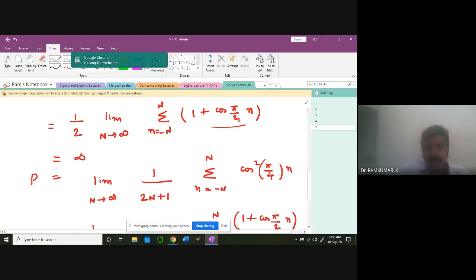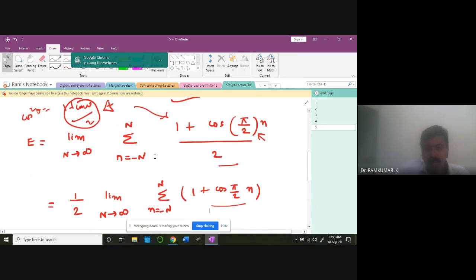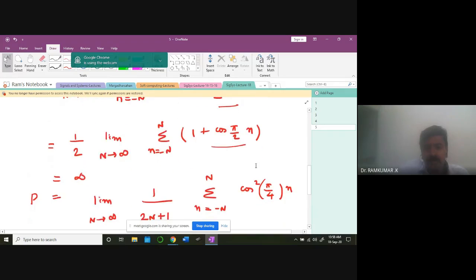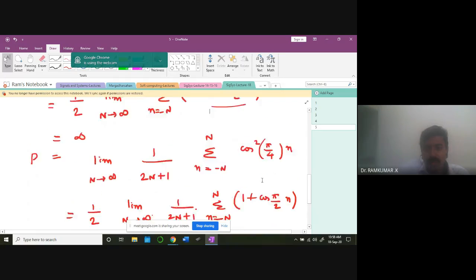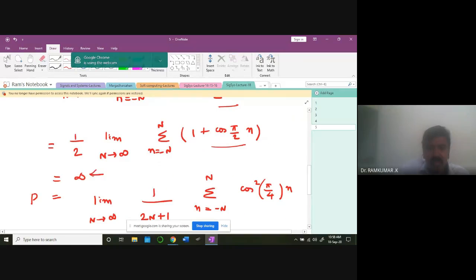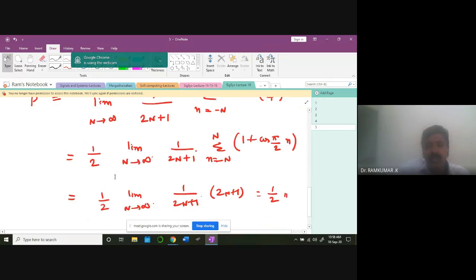So I'm going to take this 1 by 2 out. This is your data, cos square pi by 4n becomes 1 plus cos pi by 2 again. So energy is not there. Can you see it? It becomes infinite energy. Why? This is periodic. It becomes a diverging series, and diverging means unbounded. So naturally the energy is infinite, and only power is existing. You have 1 plus cos pi by 2 to the power n, so you have 2n plus 1 ones inside.